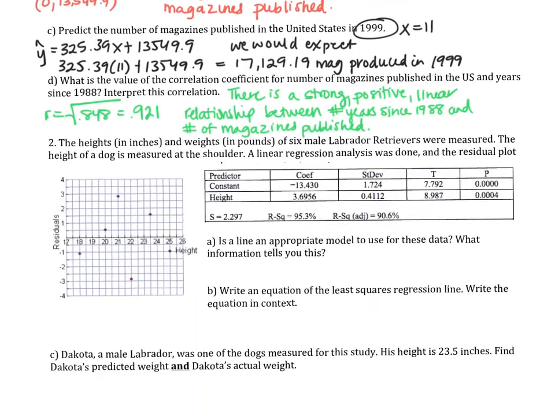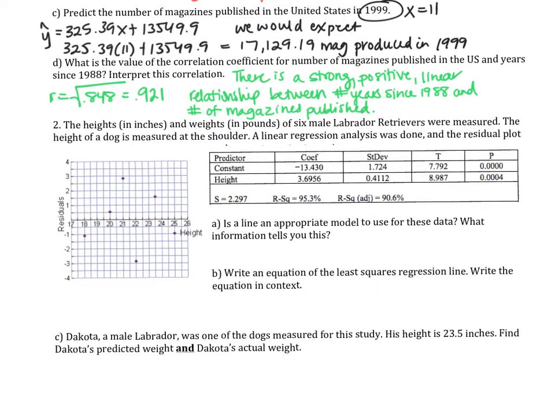Number 2. The heights in inches and weights in pounds of 6 male Labrador retrievers were measured. The height of a dog is measured at the shoulder. A linear regression analysis was done, and the residual plot is right here. Is a line an appropriate model to use for these data? What information tells you this? We're going to look at our residual plot and see if it looks random. Now, we only have 6 points, so that's not a lot to go off of. But here's what we can look at.